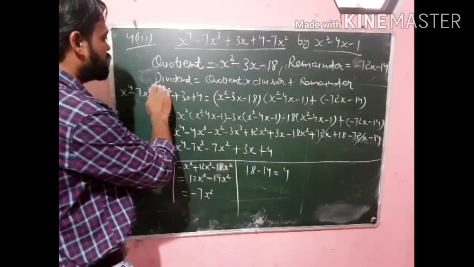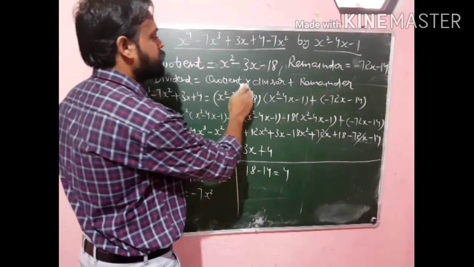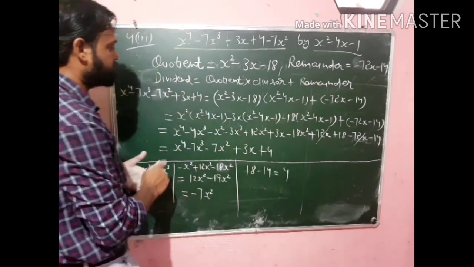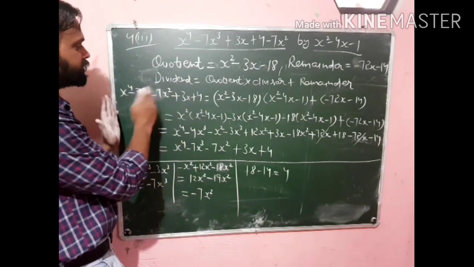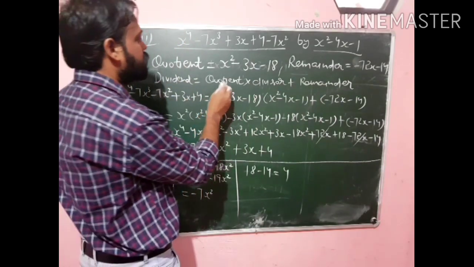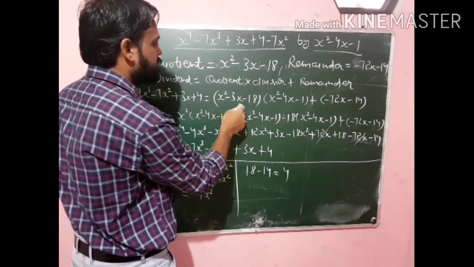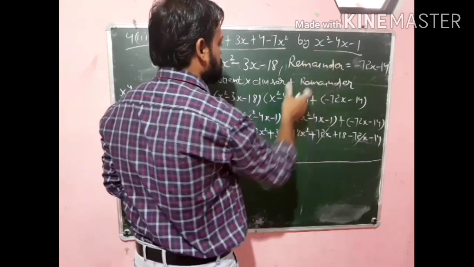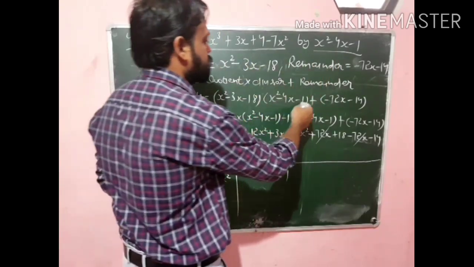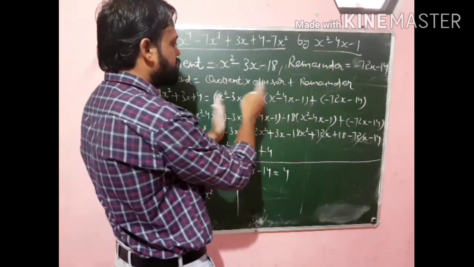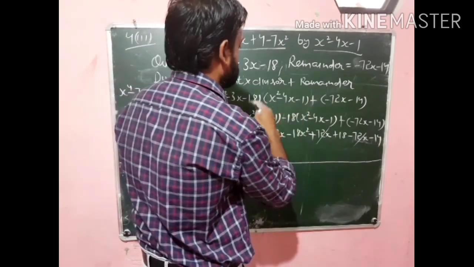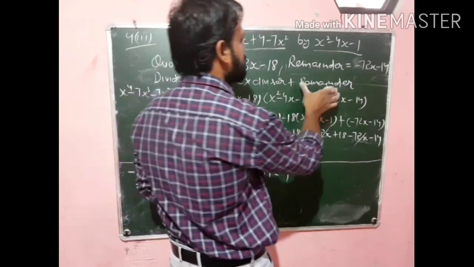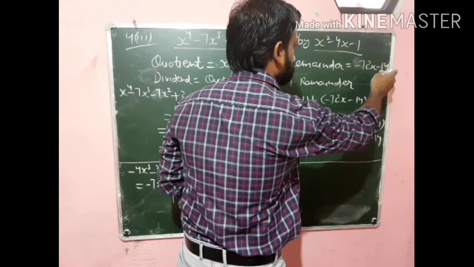Now we know the formula of verification is dividend is equal to quotient into divisor plus remainder. So now you can see, write down this quotient on this side: the value of quotient is x square minus 3x minus 18 multiplied by the divisor. Divisor is x square minus 4x minus 1. So you have to put each polynomial into brackets, and then plus remainder. Remainder is minus 72x minus 14.